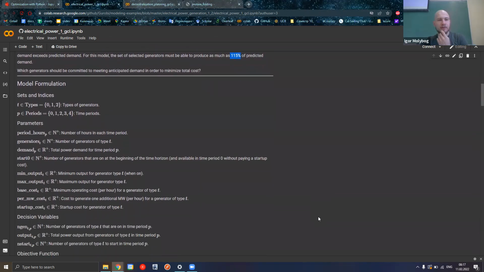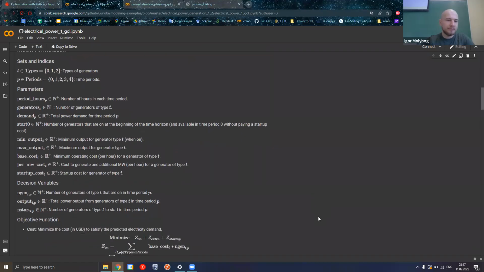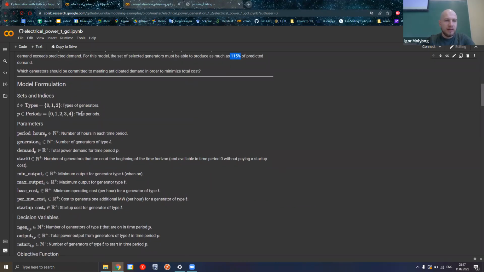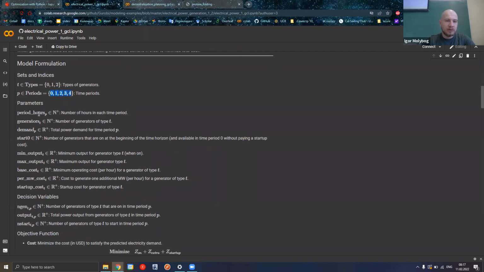So let's take a look at the parameters and decision variables in this problem. First of all, the sets and indices. You have the types of generators, T. You have periods of time from 0 to 4, so five periods of time. You have parameters in the problem. First of all, the number of hours in each time period. Then the number of generators of type T. Then you have the total power demand for period P. We assume that it's distributed evenly over the time period.